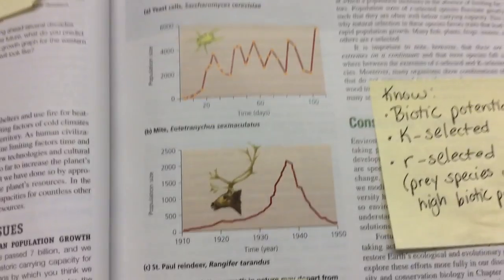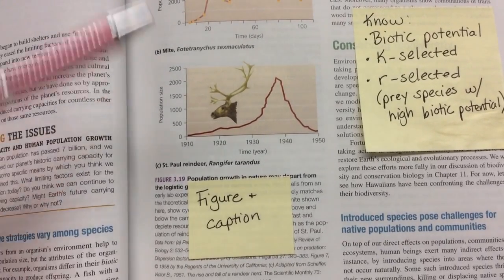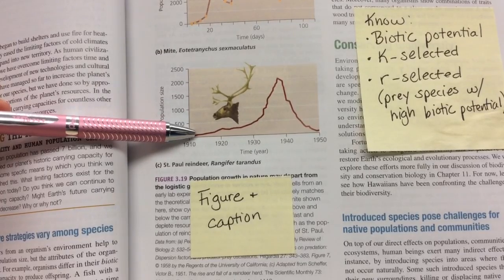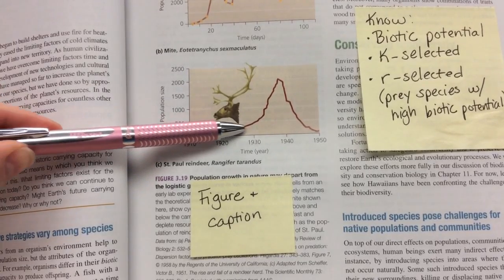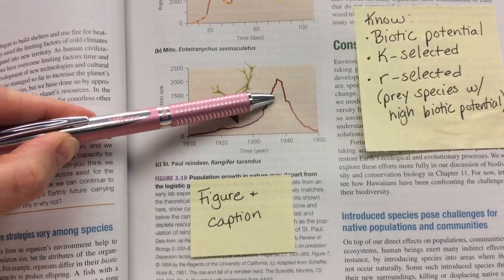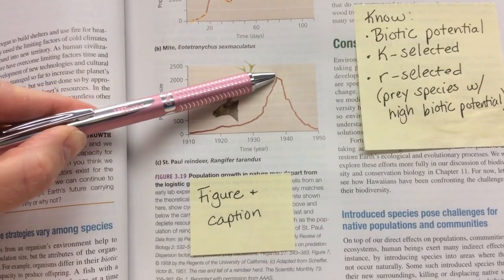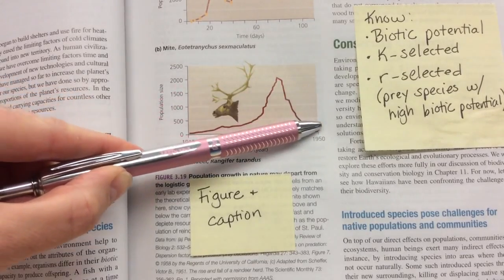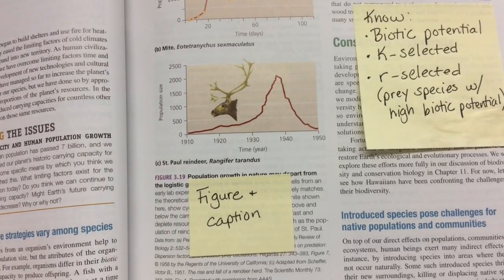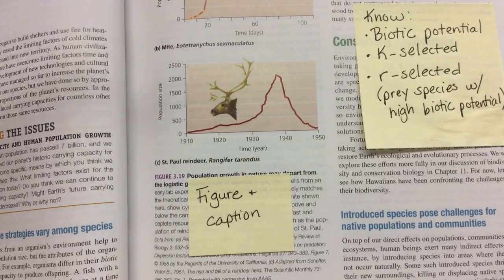And then this is a reindeer on St. Paul Island that never hit its carrying capacity because they took away their predators. Their predators, wolves, were hunted, and then they just were like, woohoo, no predators, let's make lots of babies, none of them are eaten. And then they had this huge population boom. But then they all ran out of food and they all starved to death, crash. And so the carrying capacity was kind of messed up because of the killing of their predators.